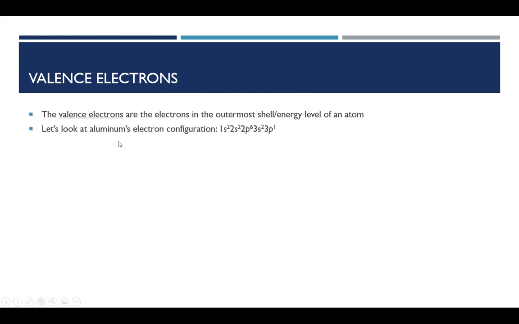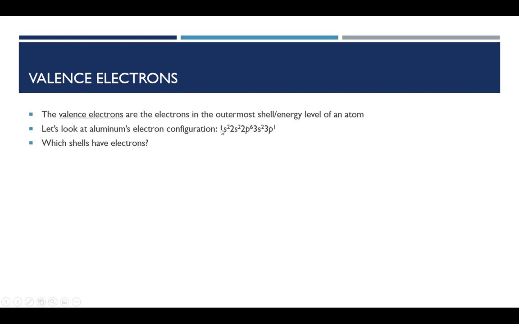So let's take a look at aluminum's electron configuration. So 1s2, 2s2, 2p6, 3s2, 3p1. You'll want to have a periodic table in front of you while we're doing this. So which shells have electrons? Not subshells, not orbitals, shells. So remember, these numbers are the shell numbers. 1s is a subshell, but it's on the first shell. 2s is a subshell on the second shell. So we look at the larger numbers here.